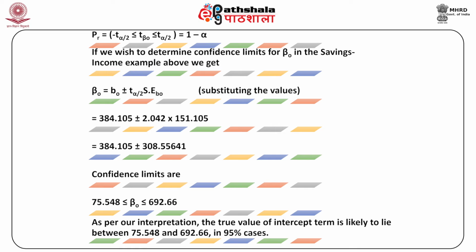Confidence limits are 75.548 less than or equal to beta naught less than or equal to 692.66. As per our interpretation, the true value of the intercept term is likely to lie between 75.548 and 692.66 in 95% of cases.